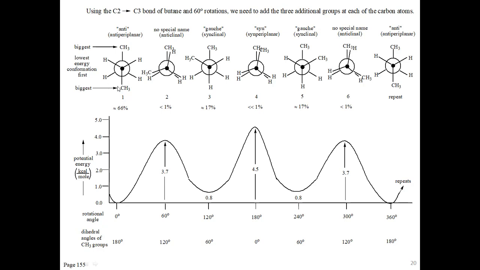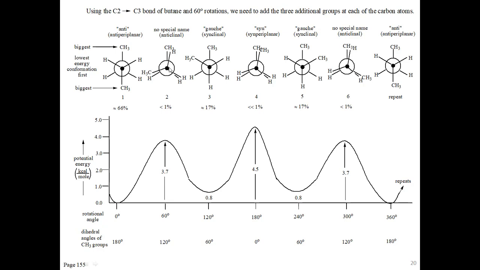So the front details are there's a methyl and 2 hydrogens, and the back details are there's a methyl and 2 hydrogens. Since I want to start with the lowest energy conformation first, I put the biggest group on the bottom and on the front carbon, and the biggest group on the back carbon at the top. So these are as far apart as they can get because they're big groups. And that's our 0 reference point.